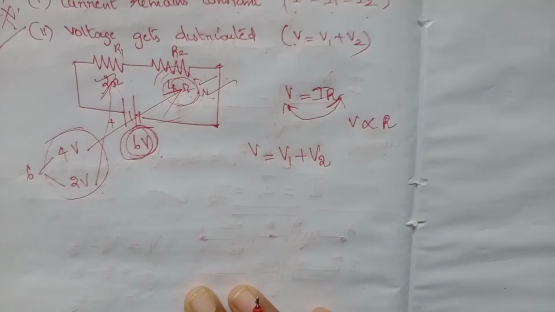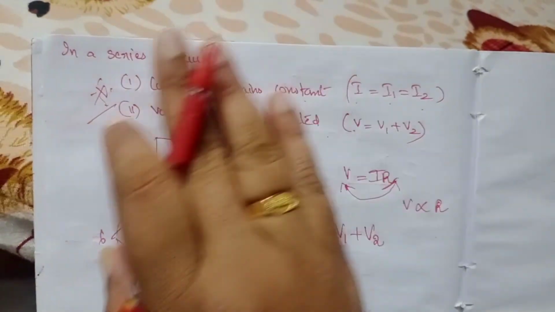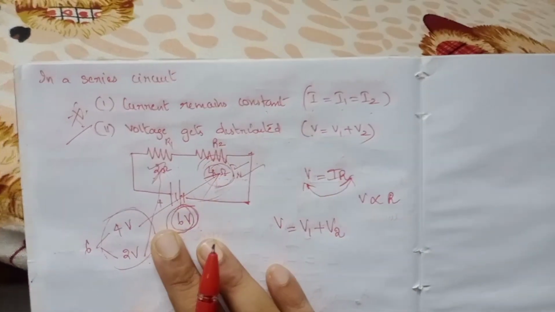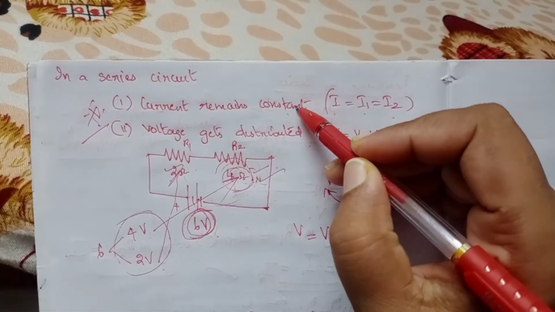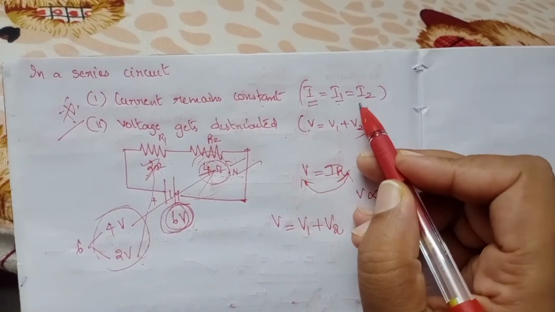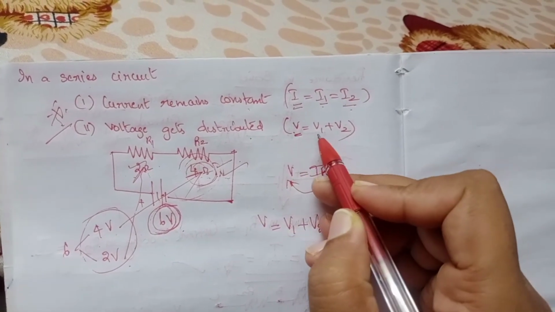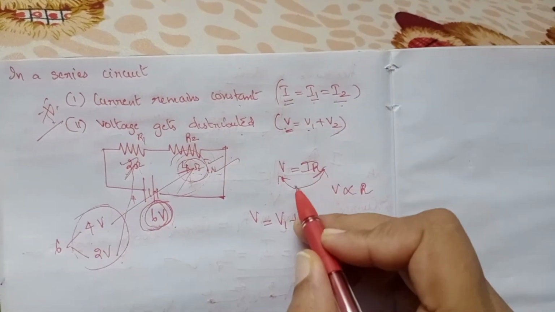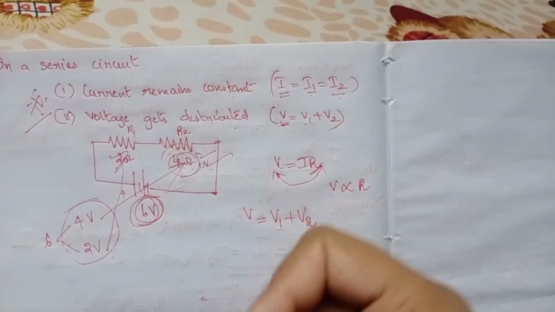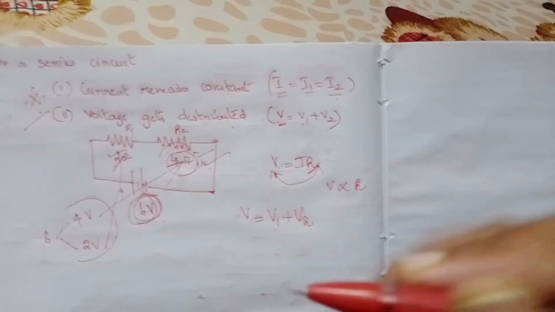Okay, so hope you might have understood this concept. So this is all for today. We have dealt with the connection of resistances in series. If we are connecting two resistances in series, the value of current remains constant. That means the total current will be equal to the current across resistor R1 and resistor R2, and the voltage gets distributed. That means total voltage will be equal to V1 plus V2. And the value of voltage across the resistor depends upon the value of the resistor. That means if the value of resistance is higher, higher voltage passes through it. If the value of resistance is lower, lower voltage passes through it.